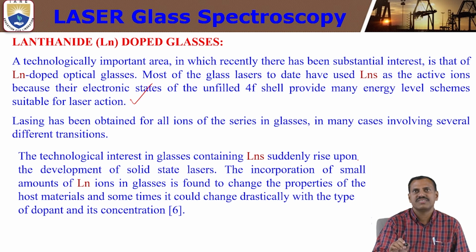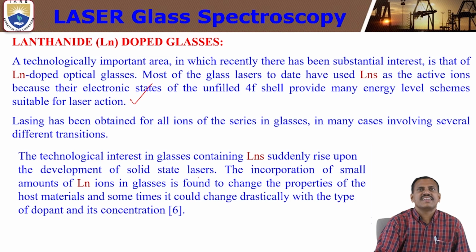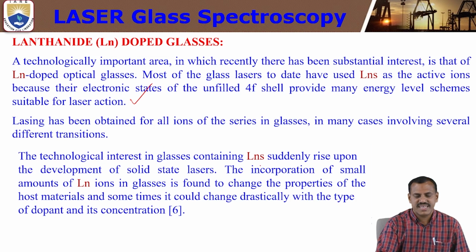That is very much. So each and every lanthanide-doped glass has different kinds of transitions. If samarium has different transitions, dysprosium has different transitions, each lanthanide has different transitions. That shows what laser transition takes place in each and every lanthanide ion. The technological interest in glasses containing lanthanide ions suddenly rose upon the development of solid state lasers.